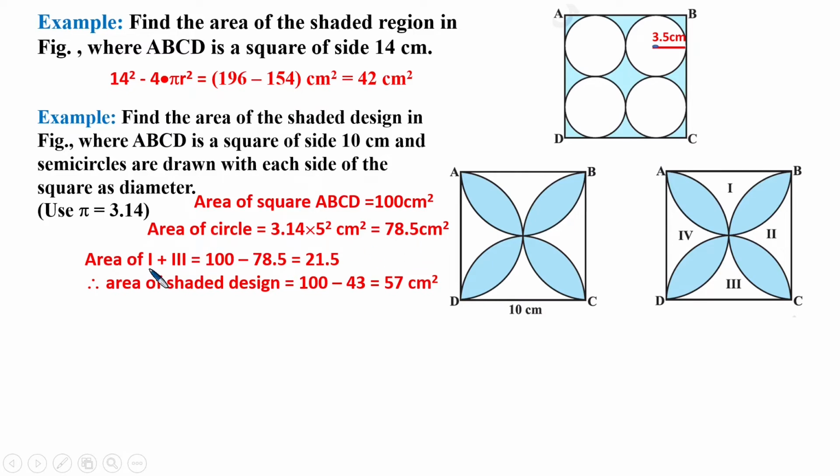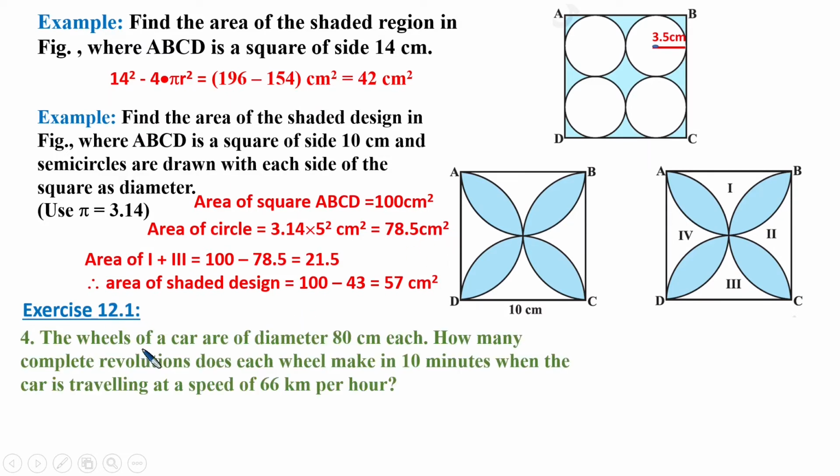So similarly, area of 1 and 4 will also be 21.5. So I get 21.5 into 2 is 43. So area of the shaded region will be 100 minus 43. That is 57 centimeter square. Okay. So you subtract all this 1, 2, 3, 4 regions and you will get the area of the shaded region. Just pause it and go through it and try to understand.